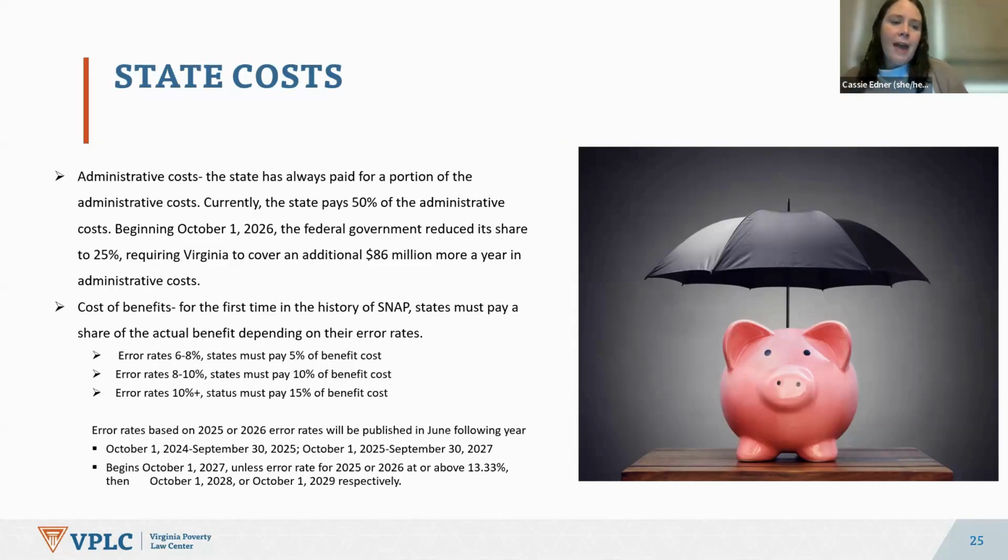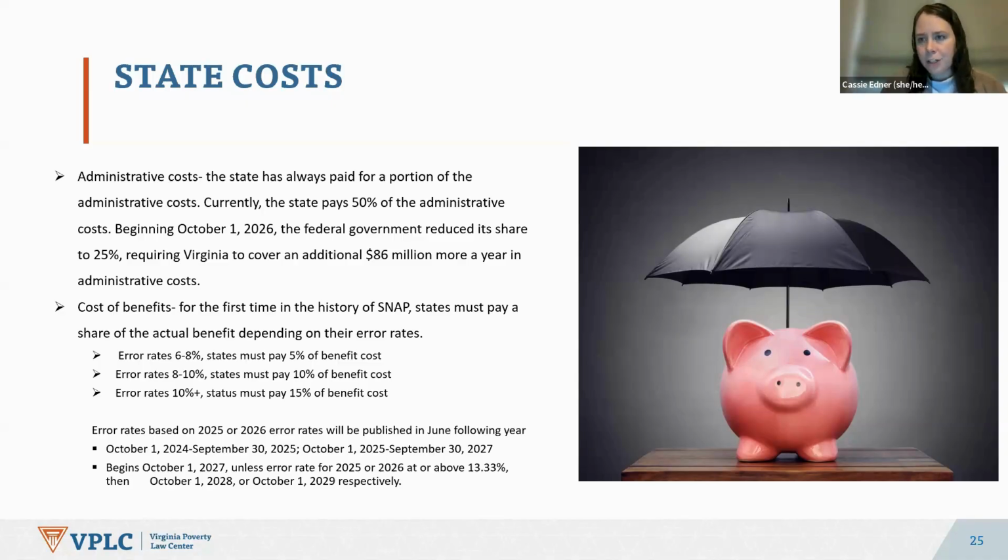Now, for the first time ever, the cost of benefits are going to be paid by the state a percentage based off of our error rate. Error rates between 6% and 8%. So if it's less than 8, but more than 6, states have to pay 5%. Error rates 8 to 10%, less than 10%, states must pay 10%, and error rates 10% and above, states must pay 15%.